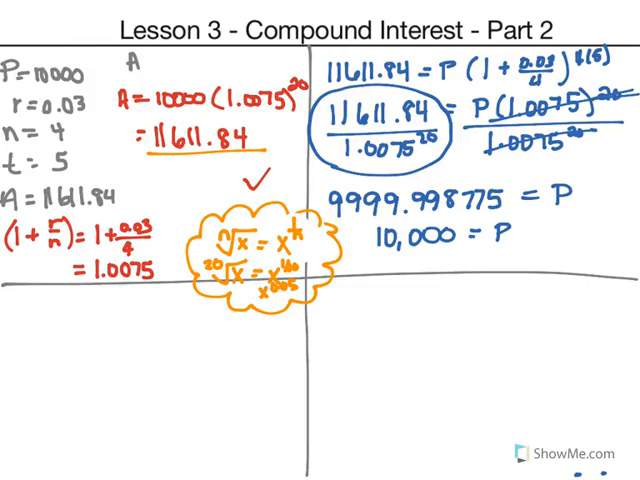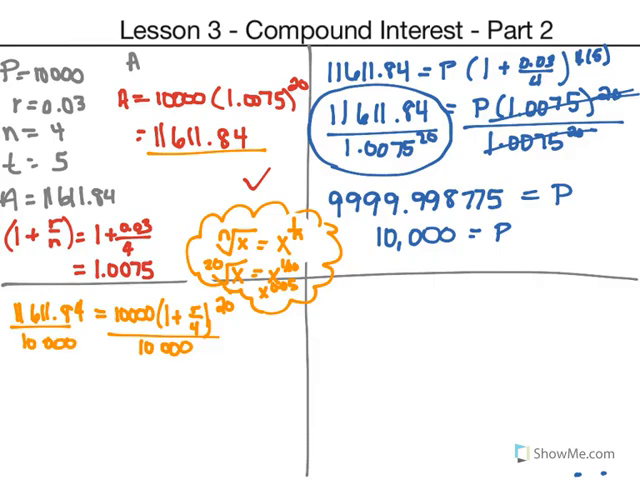So we're going to solve for the rate now. So we have $11,611.84 is equal to 10,000 times 1 plus r over n. We don't know the r, we know it's compounded quarterly, and that we will be paid 20 times. So now we're going to divide by 10,000.